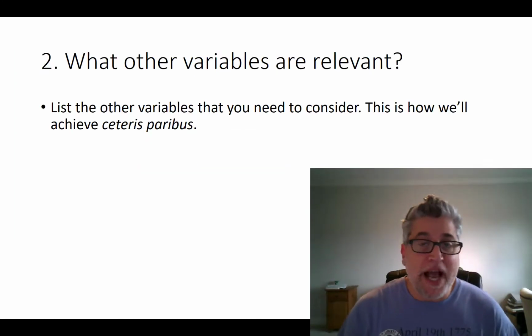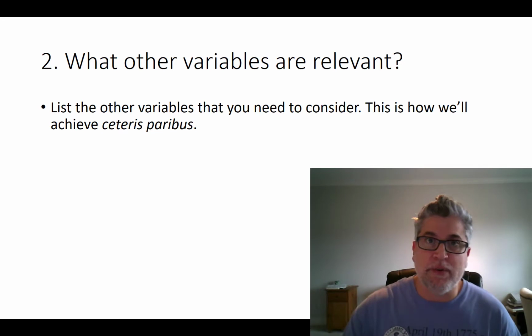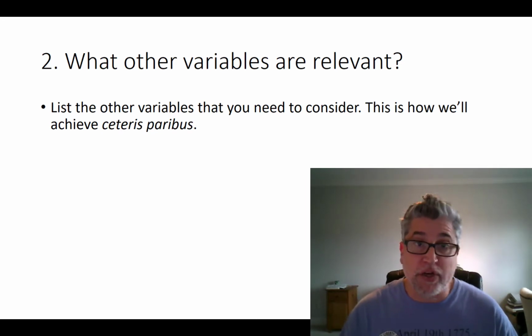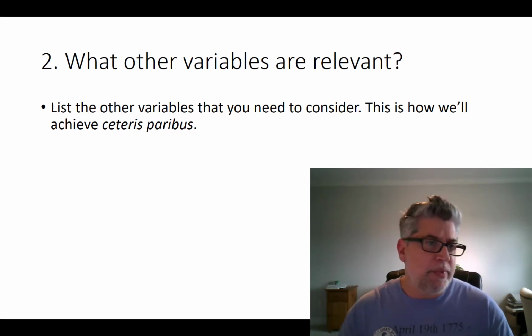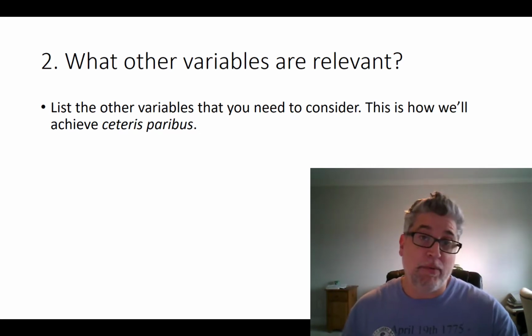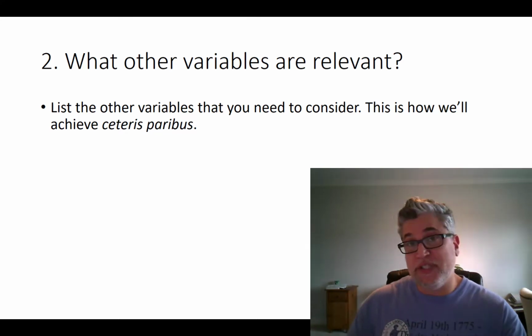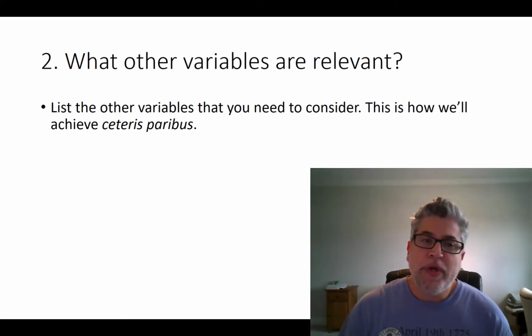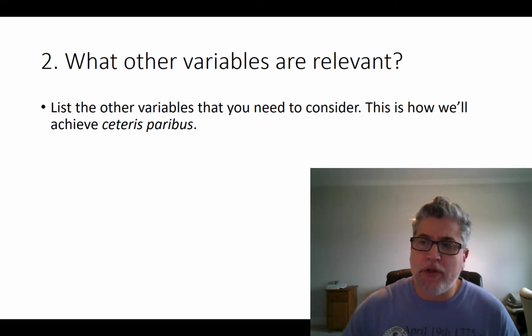Now the next step is to ask yourself what other variables are important. Let's go back to this idea of gender and income. Income will be your Y variable, and you want to know how differences in gender might affect income. Well, you need to ask yourself, what are all of the other variables that could affect income?